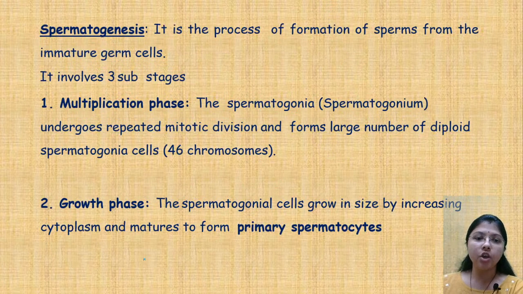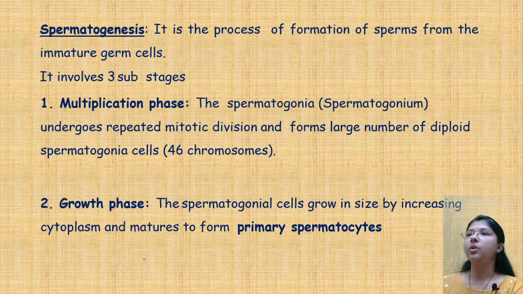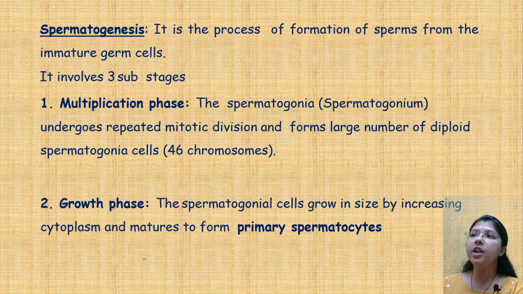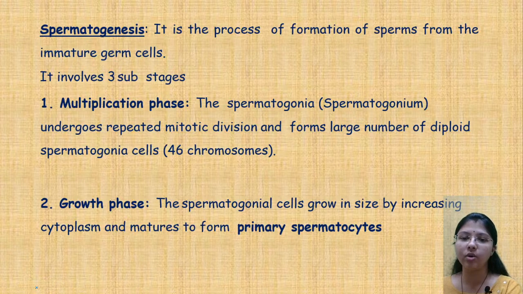Okay, so here too we start with the process of spermatogenesis. Now, as I told you, it is the process of formation of sperms from the immature germ cells. और वो immature germ cells कौन से हैं? Spermatogonia cells. Okay, this is clear to Siddhi. Then what about others? बाकी सब भी जल्दी से comment कर दीजिए so that I can move ahead.